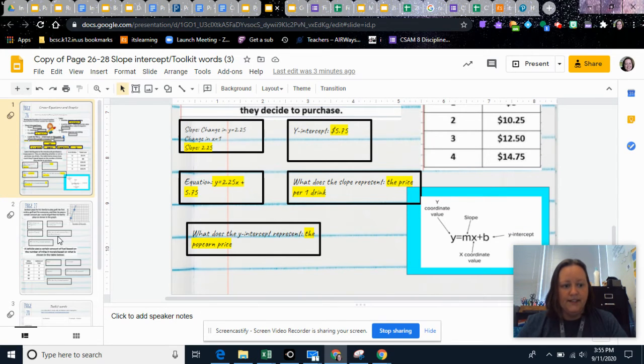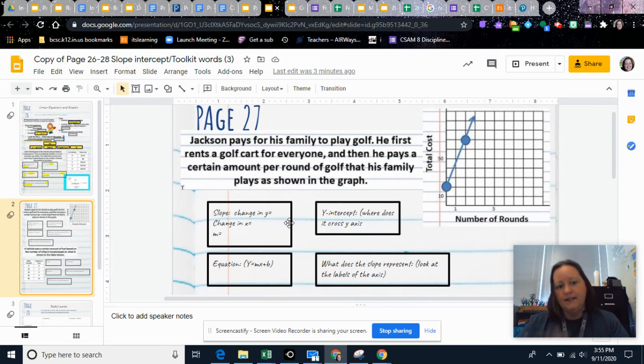Moving on to page 27. I've given you some hints on this first one. So it says Jackson pays for his family to play golf. He first rents a golf cart for everyone, and then he pays a certain amount per round of golf that his family plays, as shown in the graph. So you look at the graph and it's given these 2 points. It looks like if this is 10 and this is 50, then each of these is $10 because it's labeled in cost. So right here, this point would be 0 rounds, $20. This point would be 2 rounds, $70.